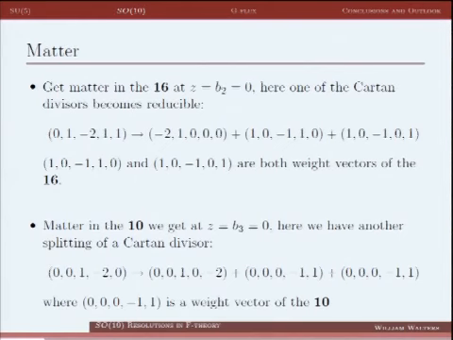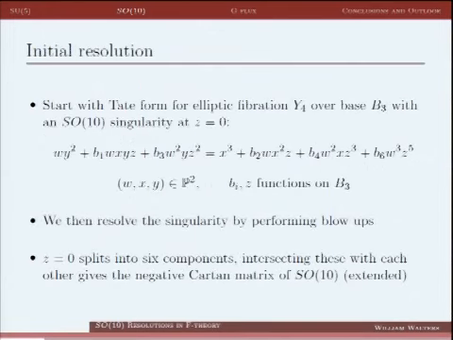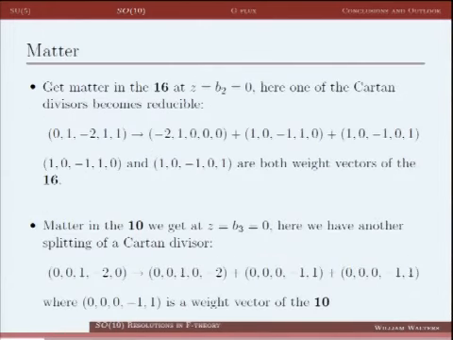And here, one of our Cartan divisors, these were the 6 components that z equals 0 splits into, becomes reducible, splits into 3 components, one of which is a previous Cartan divisor, and two of which you can look up in a table and see their weight vectors of a 16 representation within SO10. So where you'd expect to get an E6 enhancement, we stick in SO10, but we get the 16 as required, and that's the important part. We don't really care that it's E6, we care that we've got the matter that we wanted.